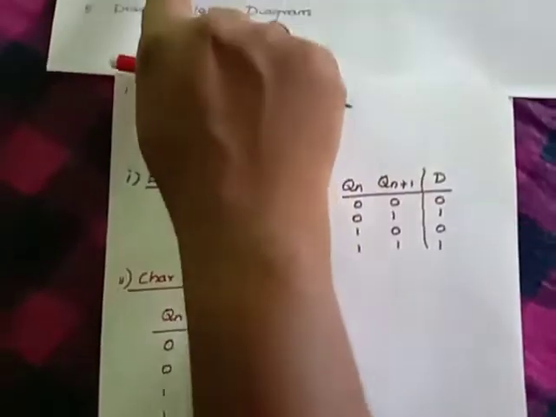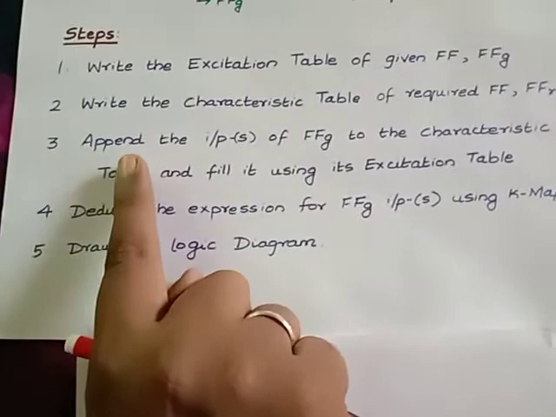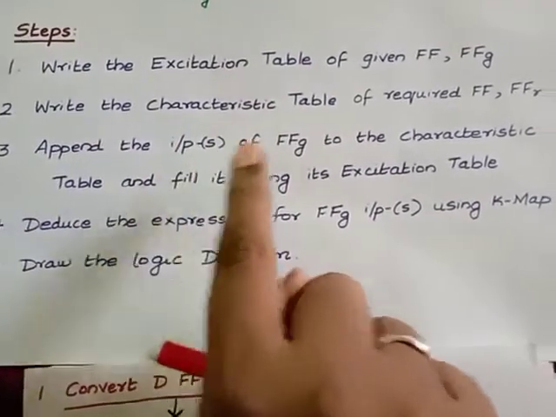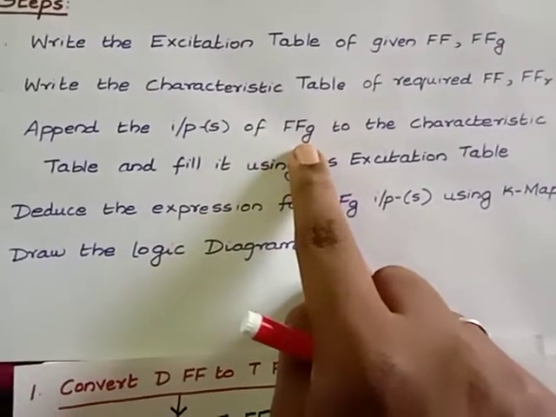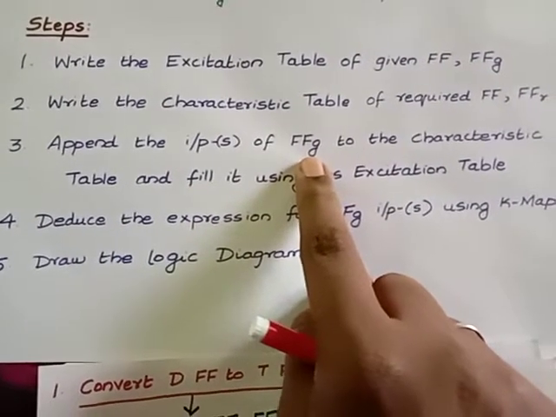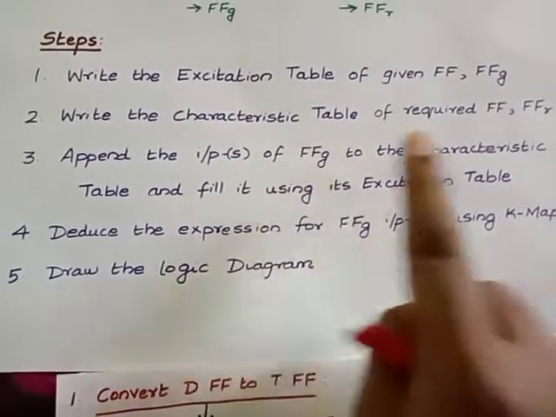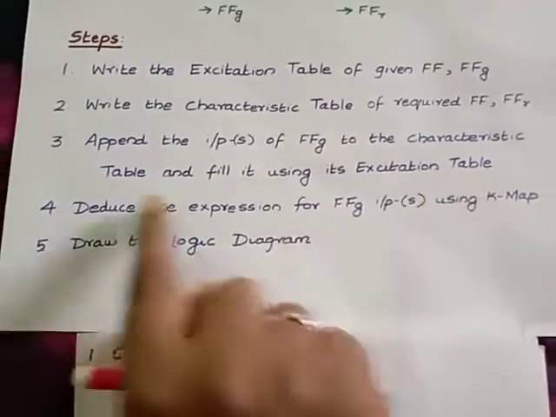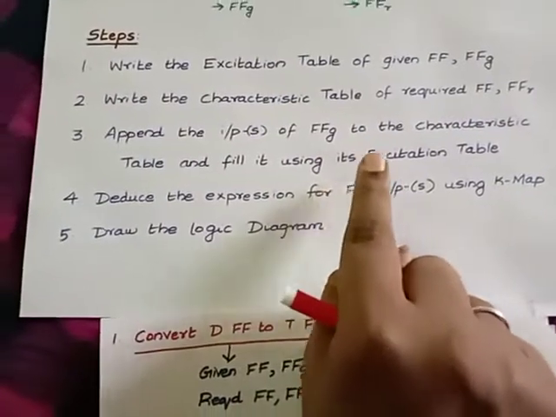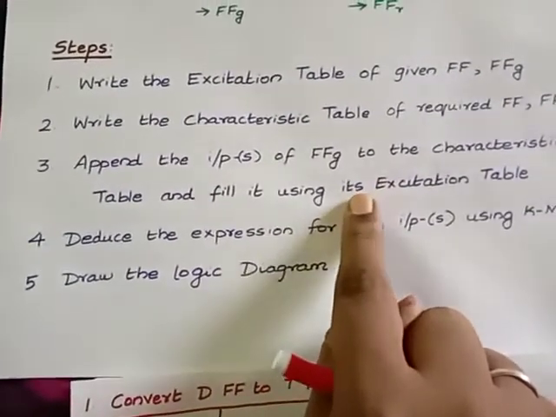Now coming to the third step. The third step is you have to append the inputs of the given flip flop. Here the given flip flop is D. You have to append the inputs, which means you have only one input. You have to append that input to your characteristic table and then fill it using its excitation table. Please understand it's a very important step. This is the main step and the remaining things are very simple.